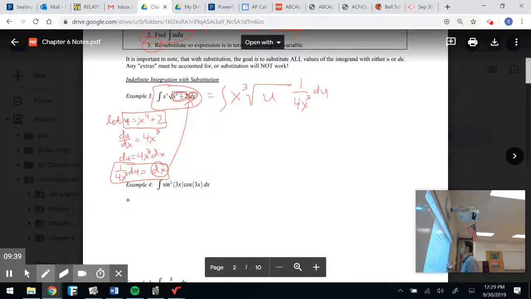Now, hopefully you're like, oh snap, Mr. T, those bad boys cancel out. Yes, they do. 1 over 4, that's a constant. I'm going to pull that out. That's a square root, so I'm going to write it like u to the 1/2 du. Oh, I can do that, right? And that's exactly why we do u-sub. That problem looked impossible from the get-go, but now it's really, really doable.